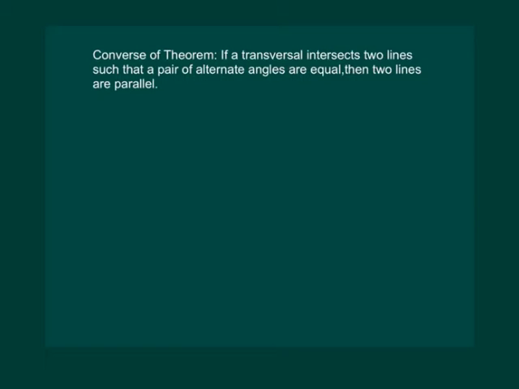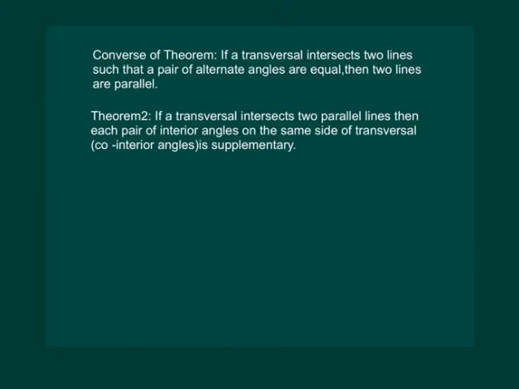We have another theorem which will be very useful in solving questions and proving more results. It states that if a transversal intersects two parallel lines, then each pair of interior angles on the same side of the transversal is supplementary. That means from the figure, angle 4 plus angle 5, which are co-interior angles, will be equal to 180 degrees, and angle 3 plus angle 6 will be equal to 180 degrees.